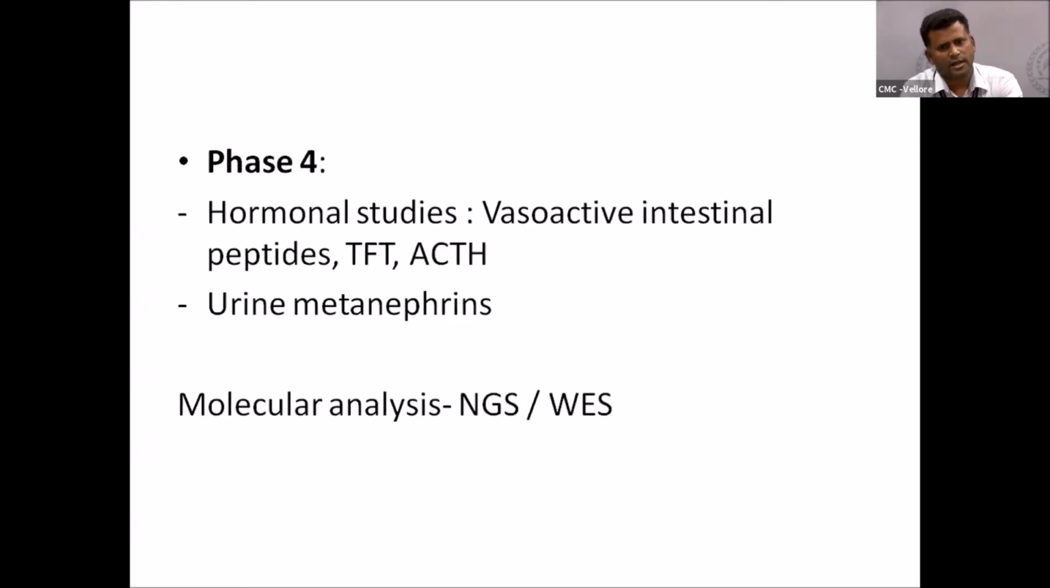And last, also relatively important, doing hormone studies like urine metanephrines and vasoactive peptides, and thyroid function test, ACTH. These are some of the hormones that can produce chronic diarrhea that we need to evaluate. And finally, nowadays a genetic test is available, so we can do whole exome sequencing or a genetic test to look for any particular cause. Mainly it's useful in monogenic IBDs and also congenital diarrheas.